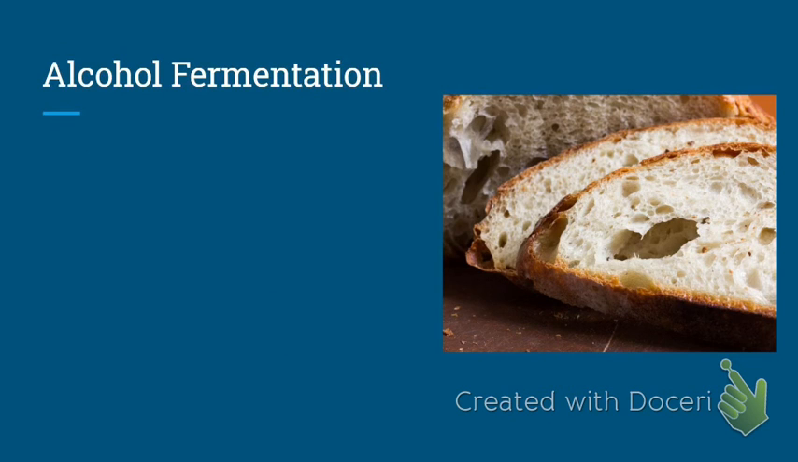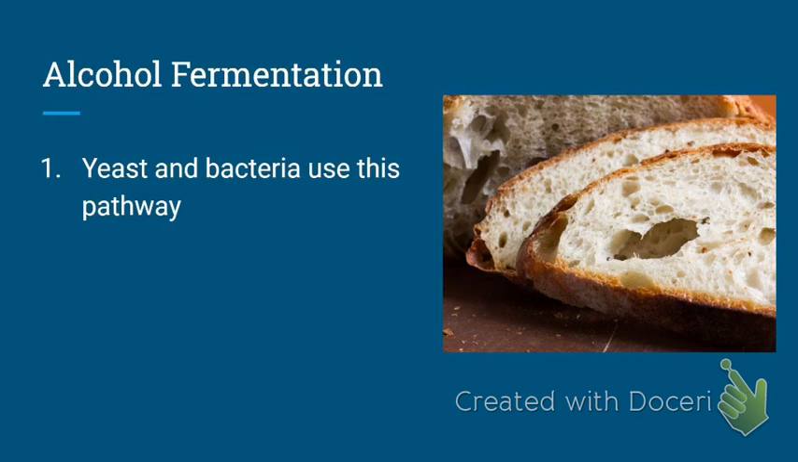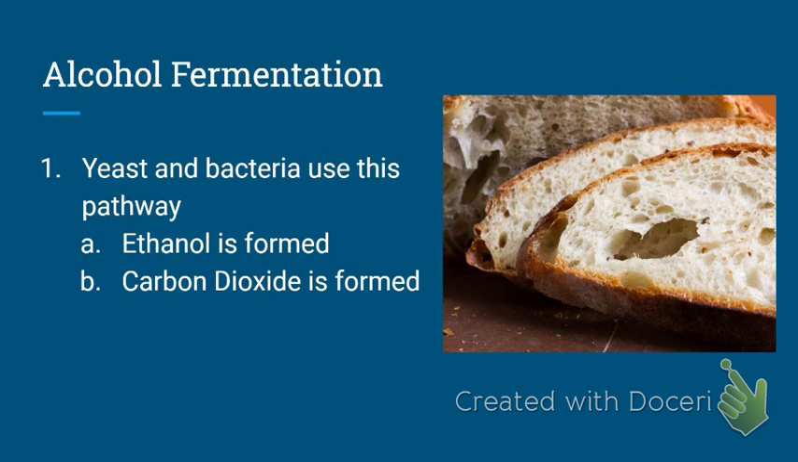All right, now the other kind of fermentation is called alcohol fermentation. Now, alcohol fermentation is when yeast and bacteria eat and do cellular respiration. So the byproduct of alcohol fermentation is, believe it or not, alcohol, and it's specifically something called ethanol. It also forms carbon dioxide.